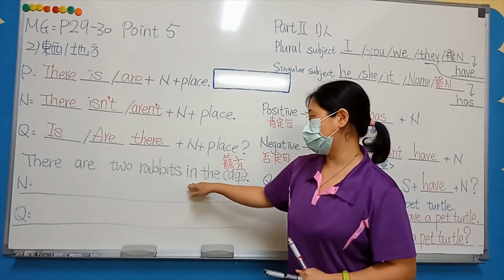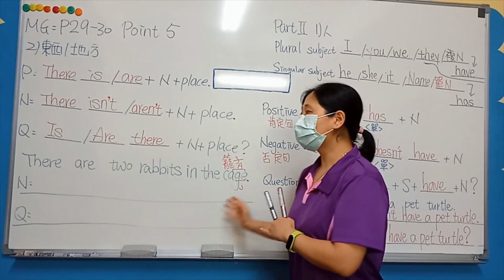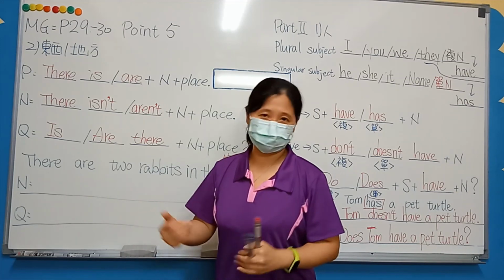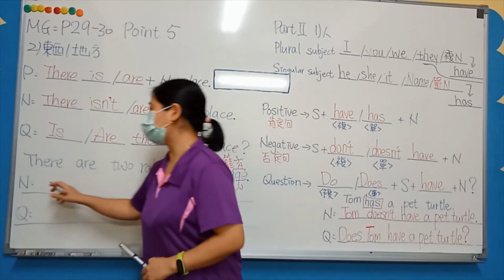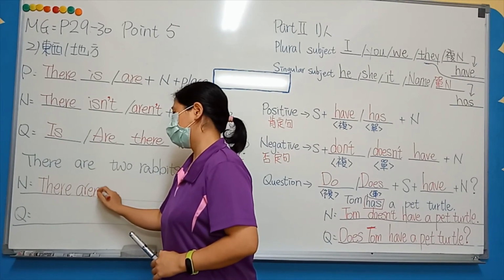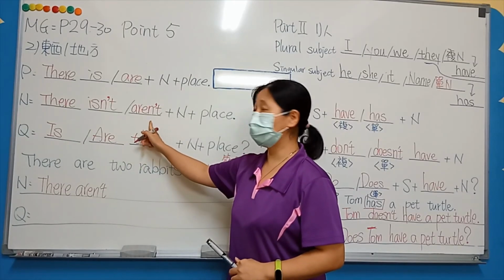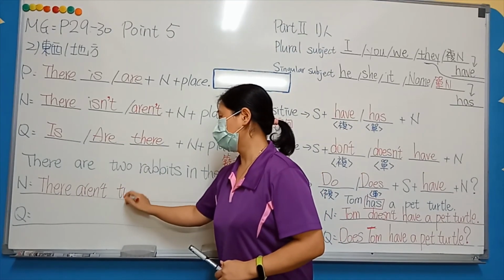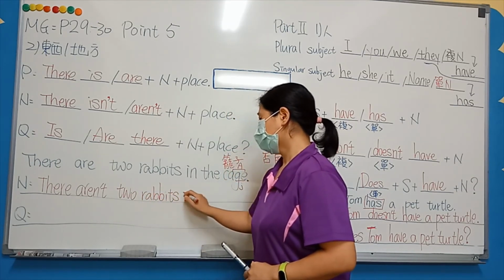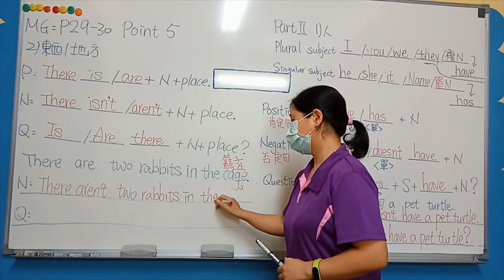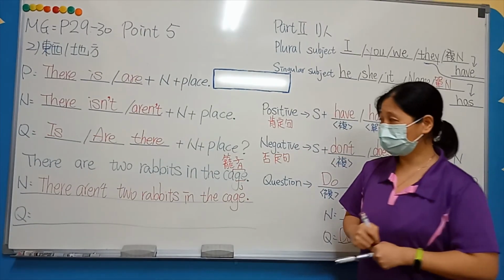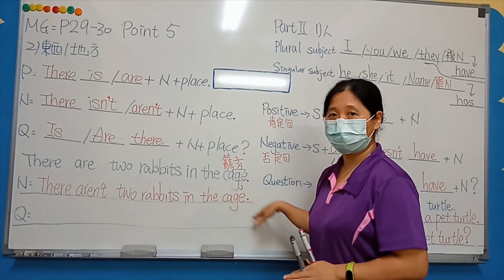There are 2 rabbits in the cage. So when you write the negative sentence, you just need to put down "not" inside the sentence. So it should be okay for you, right? So there aren't 2 rabbits in the cage. Okay, negative sentence: there aren't 2 rabbits in the cage.